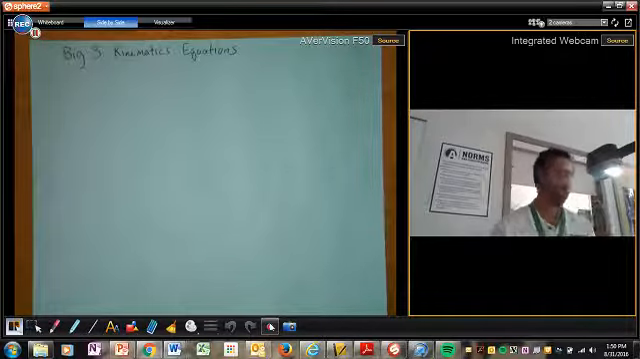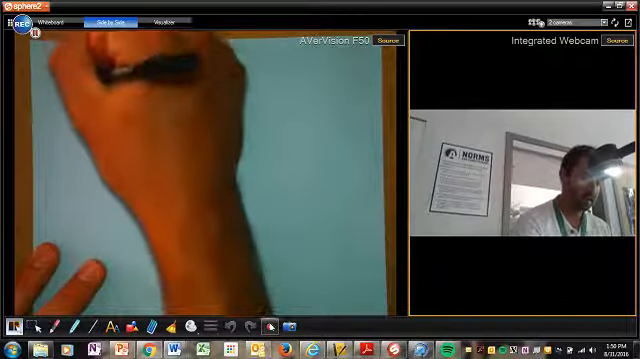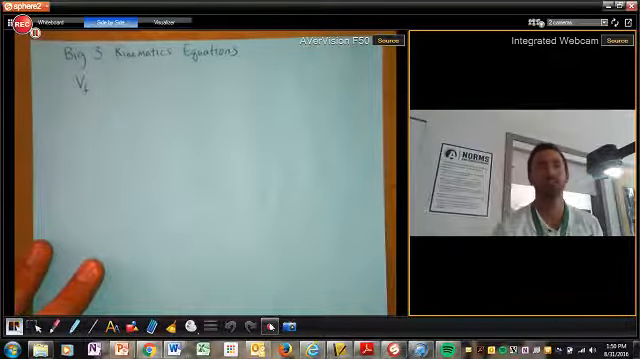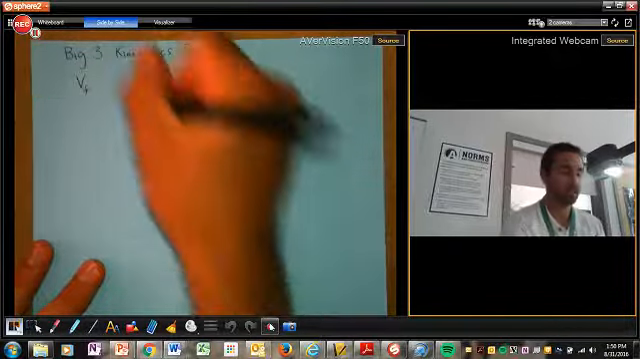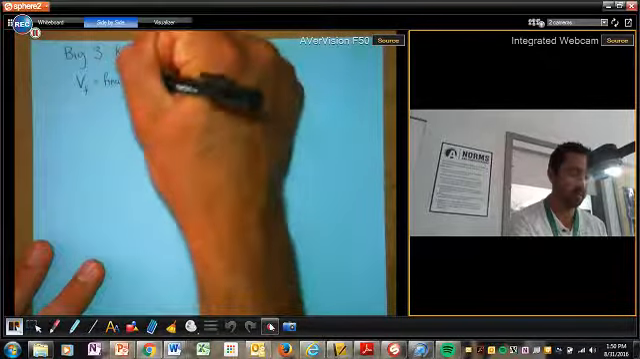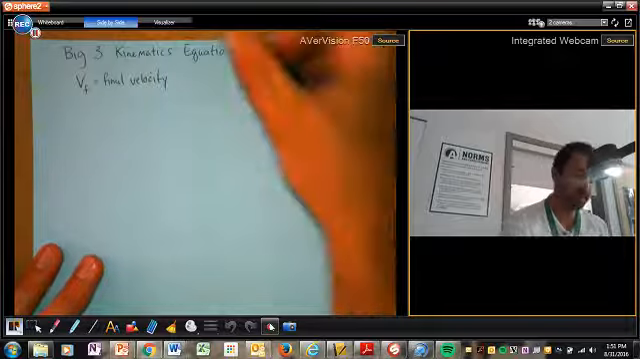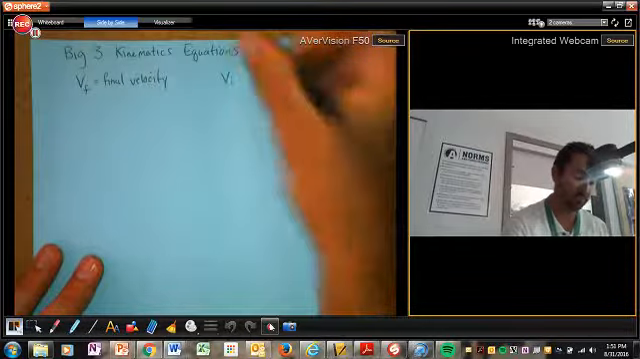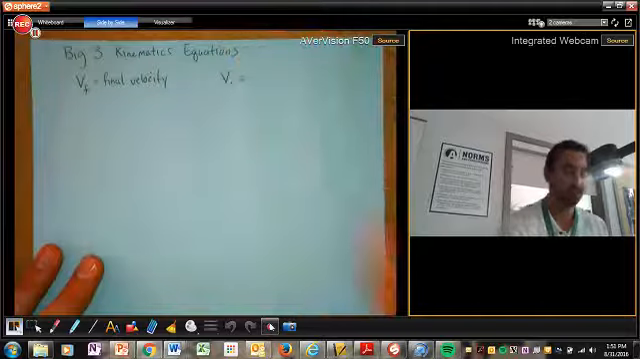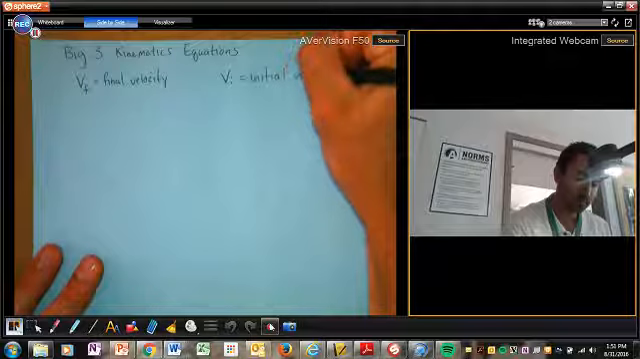First, let's talk about the different variables that you're going to see. You're going to see a big V with a small f down below. We call it V sub f, but in this case, this is going to relate to final velocity. So at the end of some scenario, how fast is it going? We're also going to have a V sub i. What do you think that is? The initial velocity, or the start velocity.